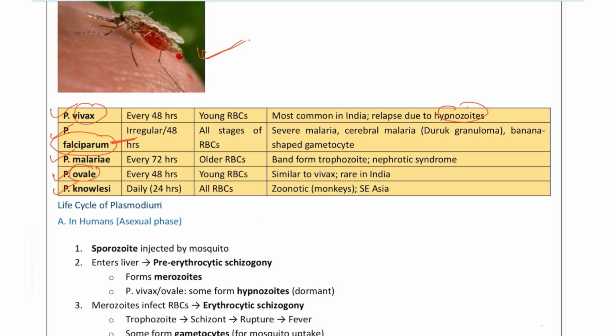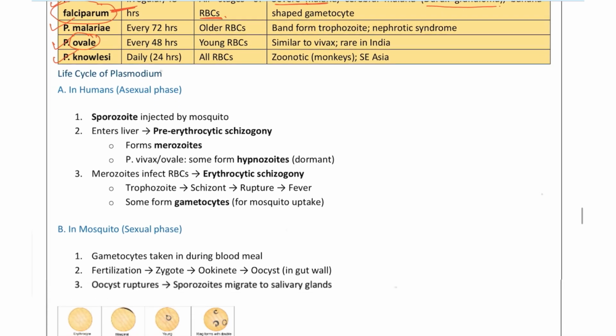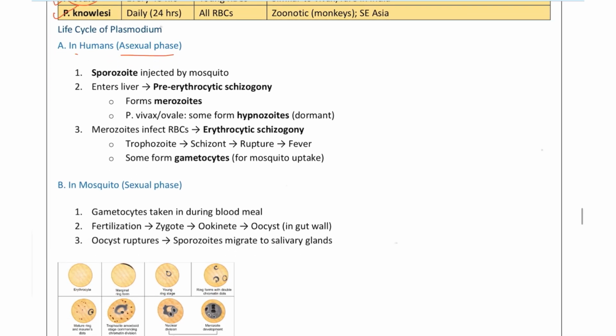Falciparum can cause cerebral malaria because all stages of the RBC are involved. So cerebral malaria is going to show Durck granuloma, right? These all are the important points only. Next, asexual phase in humans and sexual phase in mosquitoes. Asexual phase starts with the sporozoite, that is the one which will be received from the mosquito. Then it will enter into the pre-erythrocytic phase, and from there it is going to form merozoites.